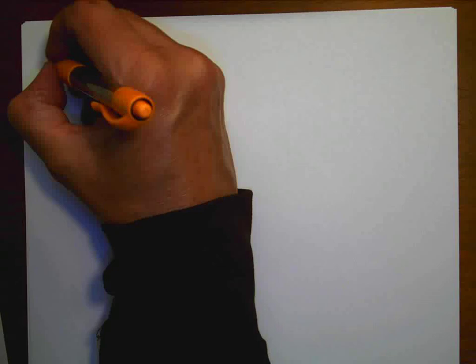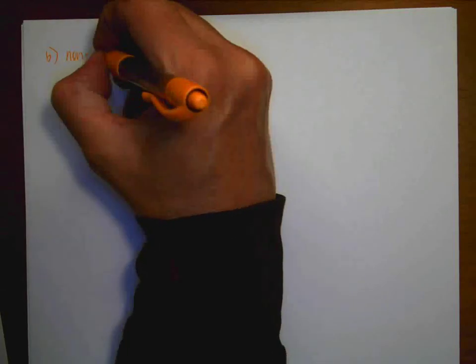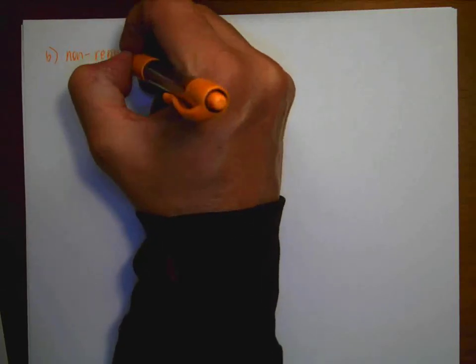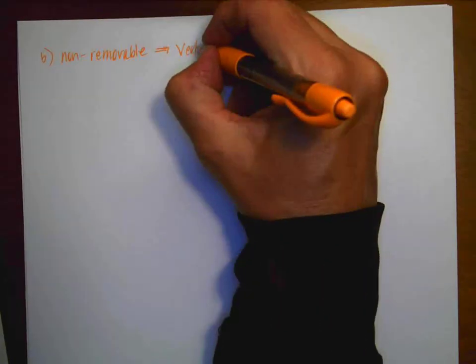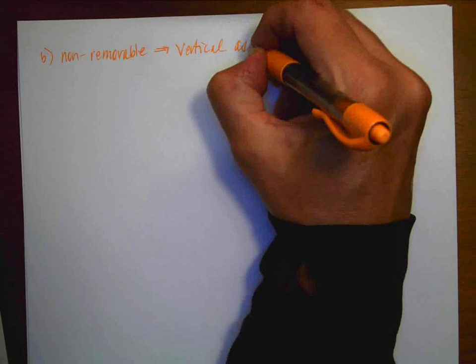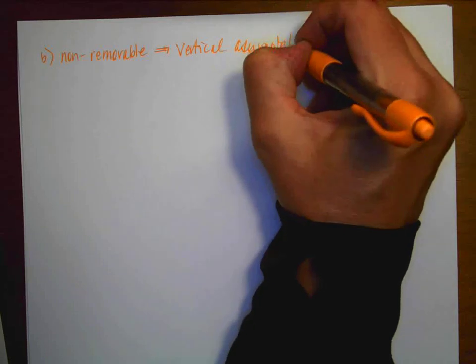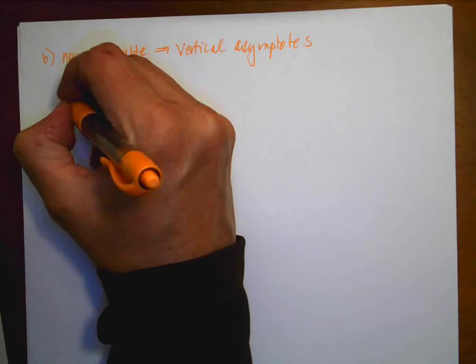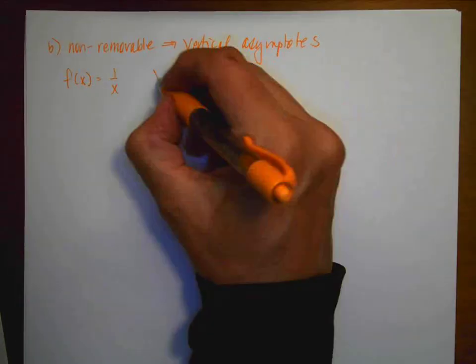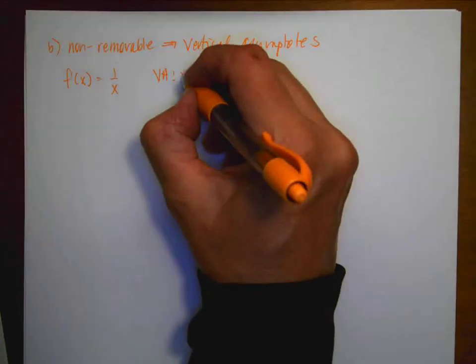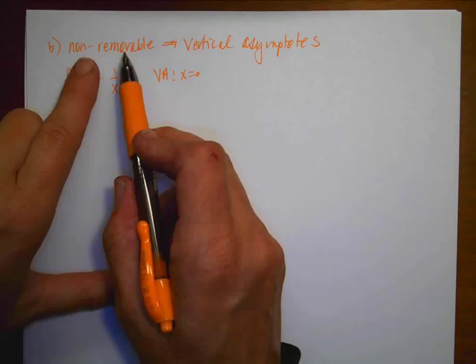The second type of discontinuity is called non-removable. And this is going to be your vertical asymptotes. So let's say I have f of x is equal to 1 over x. Remember that I have a vertical asymptote at x is equal to 0.